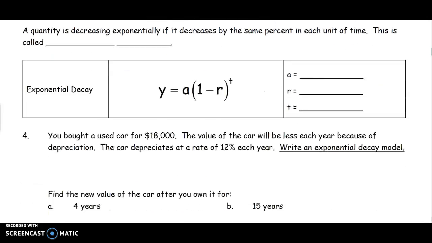The difference between growth and decay is this negative. The equation stays the same, but now we're decreasing exponentially. So it's called exponential decay. So A is our amount, R is our rate, and T is our time. Okay? So let's talk about this.